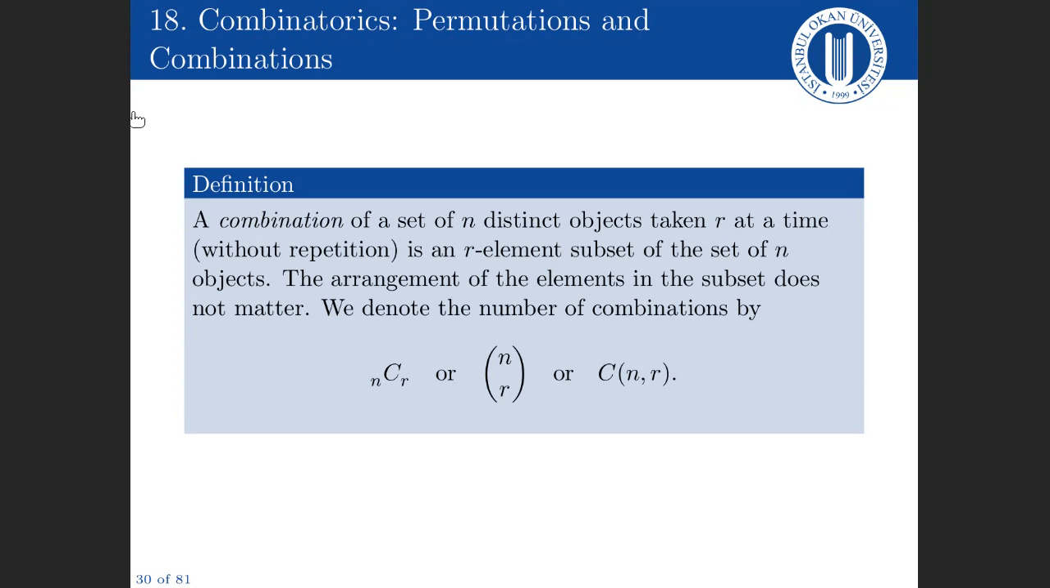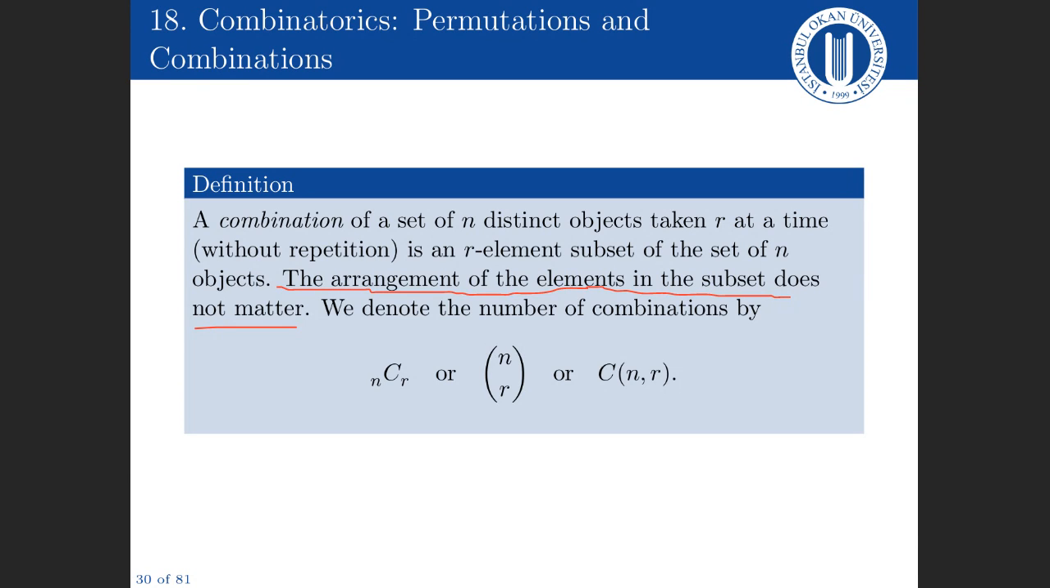Instead, we have something called a combination. A combination of a set of n distinct objects, taken r at a time without repetition, is an r element subset of the set of n objects. The key point for a combination is the arrangement or the order of the elements does not matter. For a permutation, the order mattered. For a combination, we don't care which way the objects are ordered. We only care which objects we have.